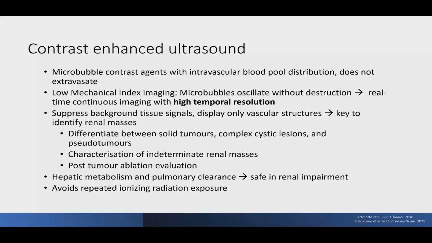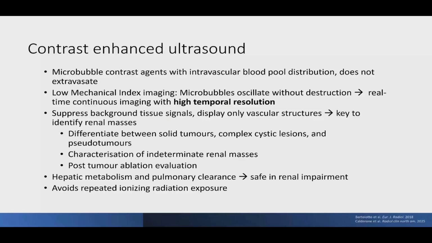And CEUS only displays vascular tissue, which is key in identifying renal masses. It also allows for the differentiation of solid tumors from complex cysts and pseudotumors. It has also been used to characterize lesions that are indeterminate on conventional imaging.